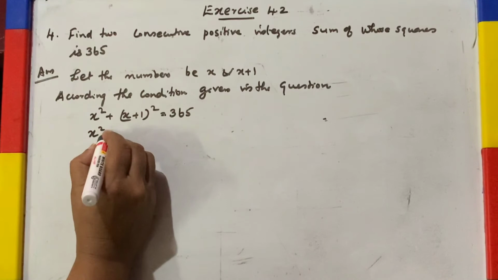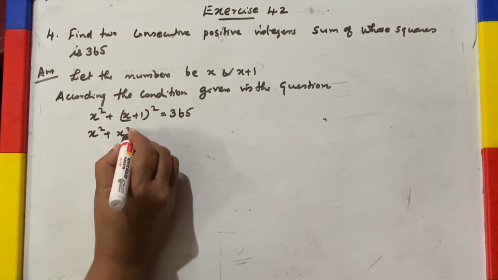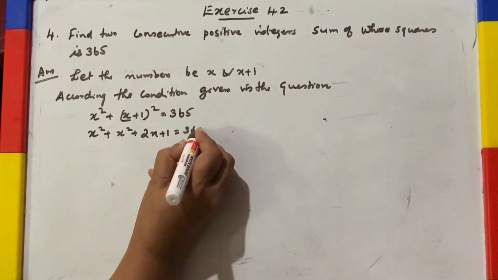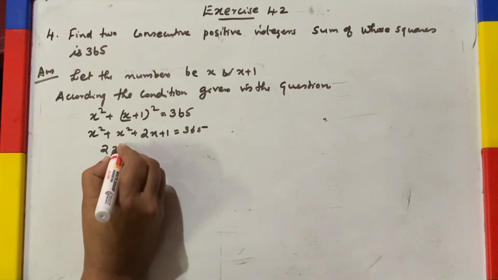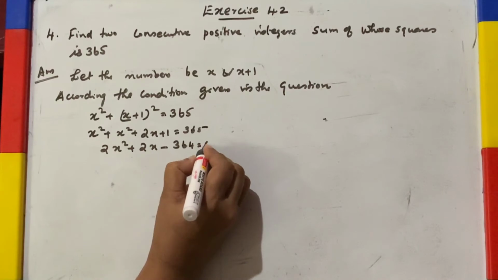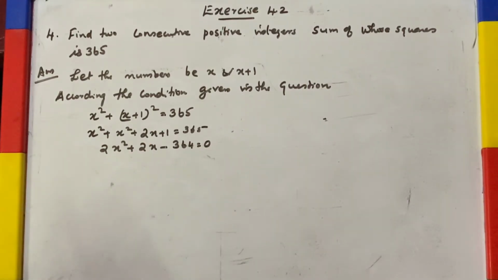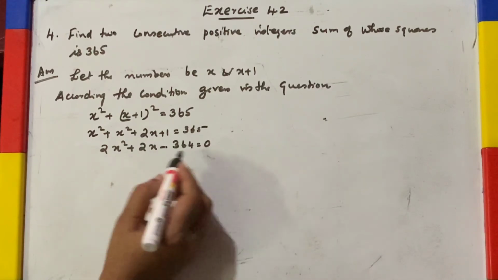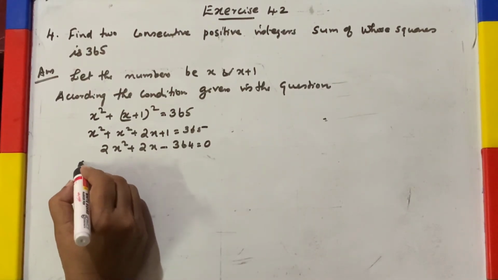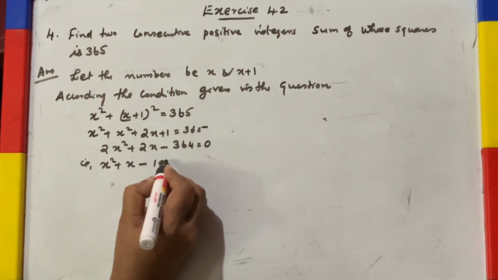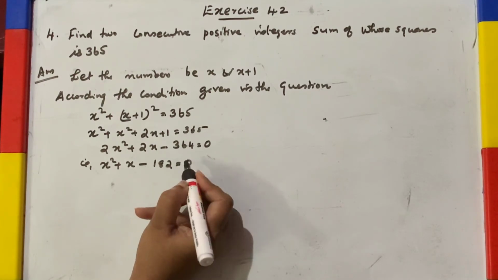Now, expand this using the a plus b the whole square form. We will get an equation like 2x square plus 2x minus 364 is equal to 0. But in this equation 2 is a common factor, so you can divide the equation throughout by 2. Then you will get x square plus x minus 182 is equal to 0.